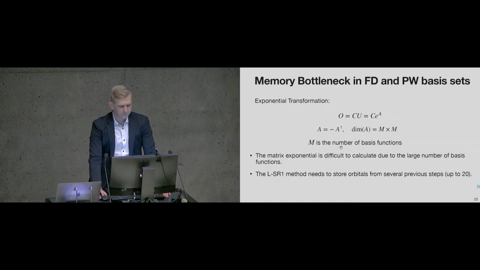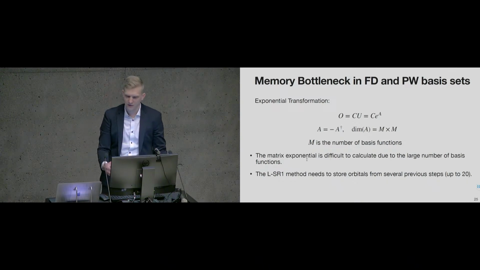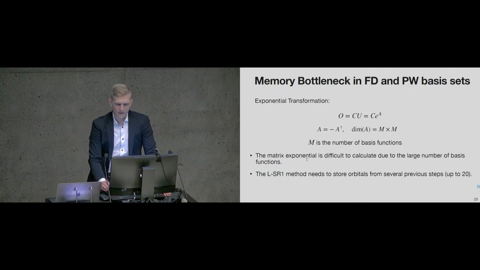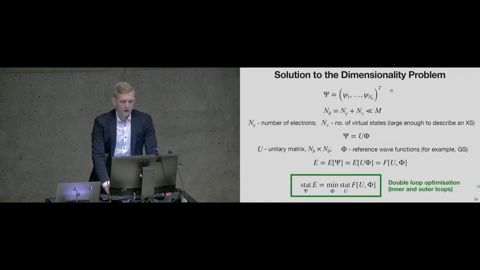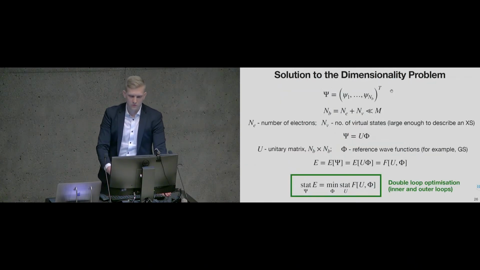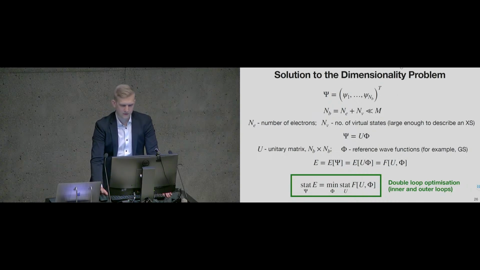The other problem is that we use a quasi-Newton algorithm to converge to saddle points, and then we need to use a lot of memory. We need to store a lot of orbitals from previous steps in order to construct the Hessian approximation efficiently. And this is just not usable with a finite difference basis set, for example. So we wanted to overcome this problem, and this is how we do this.